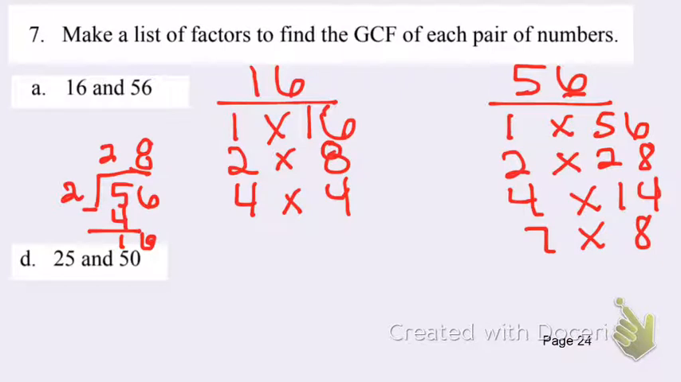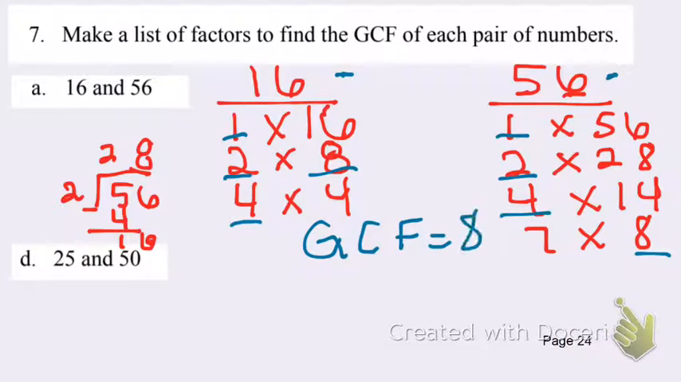So now we need to figure out what the GCF is. We have listed all of our factors of both 16 and 56. Now we need to figure out what's the biggest number they share. Well, they share 1, they share 2, they share 4, they share 8. Do they share any other numbers? Or do they have any other numbers in common? No. So the GCF is 8. All right, let's move on to our next one, which is 25 and 50. All right, so 25.